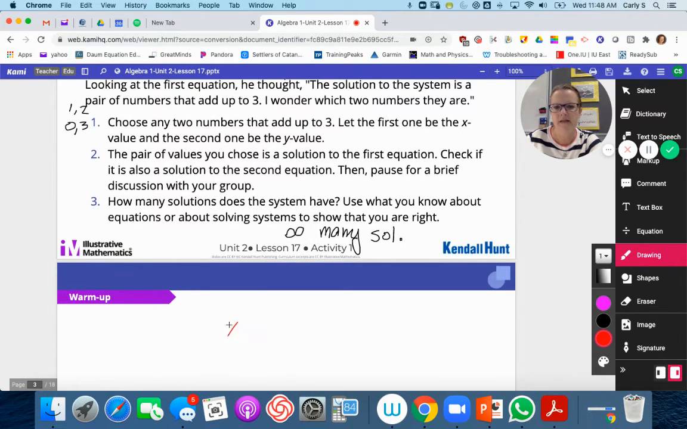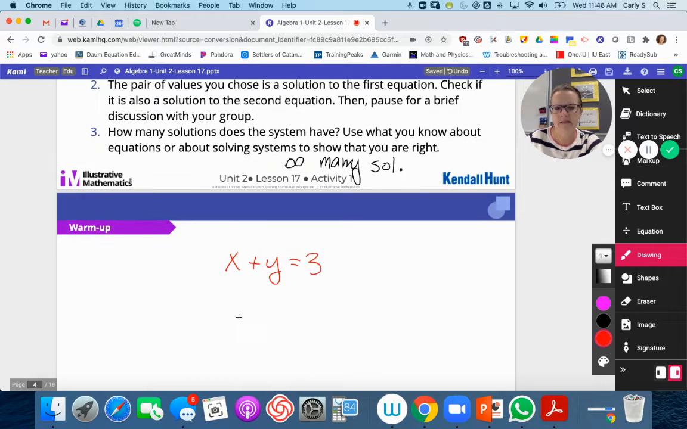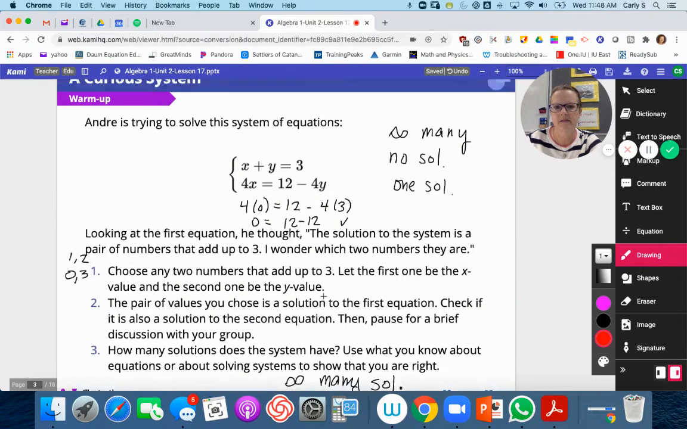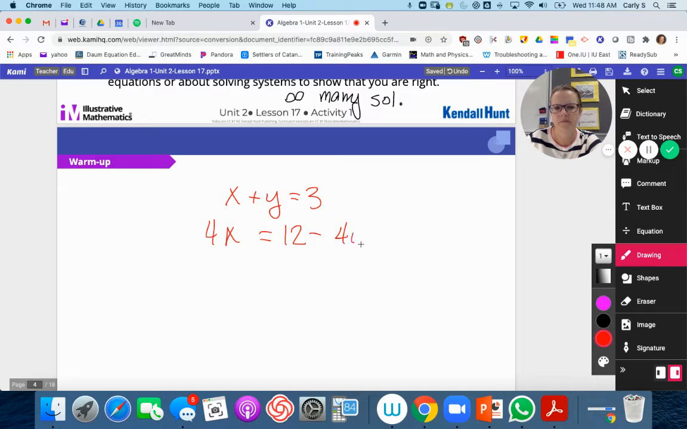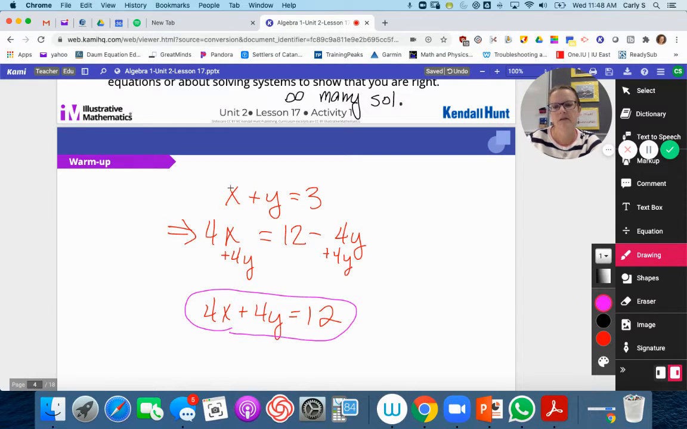Let me rewrite these. x plus y equals 3. 4x equals 12 minus 4y. Now this second equation, I'm going to rearrange it so it's in the right order of the first equation. So if I add 4y to both sides, I get 4x plus 4y equals 12. Now if you just look at this equation and this equation, what do you notice and wonder?